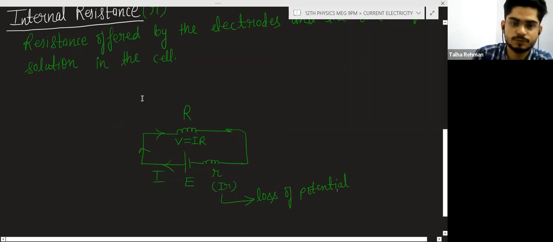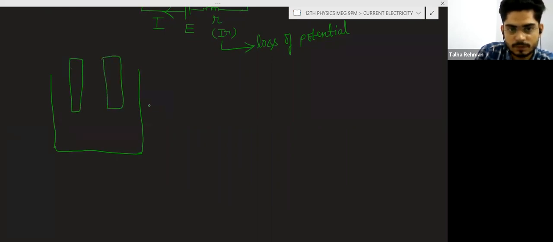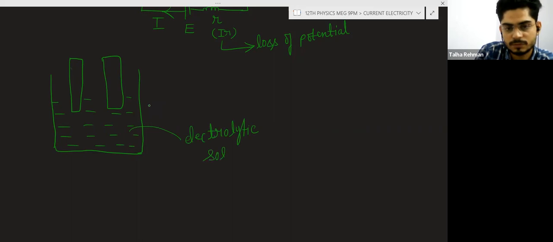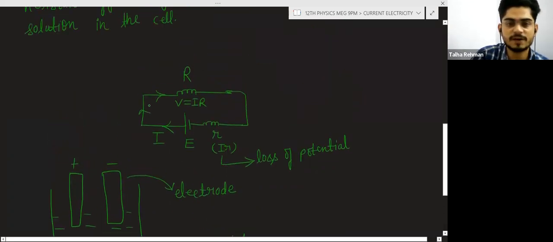So you can represent the electrolyte and electrodes like this. These electrodes are in the electrolytic solution, and these electrodes have positive and negative charge. So this is the electrode, and this is the internal resistance. This is all about the internal resistance of the cell.